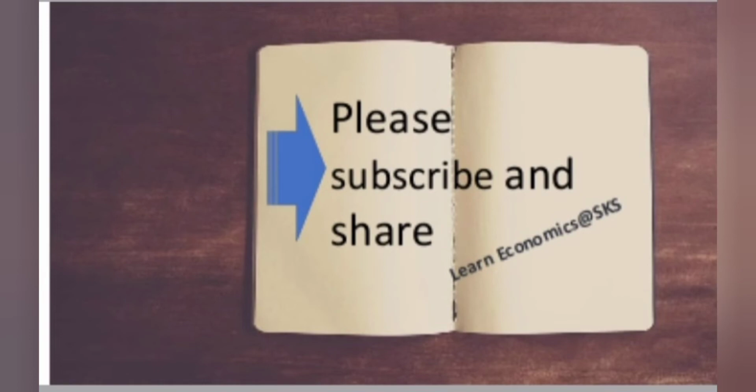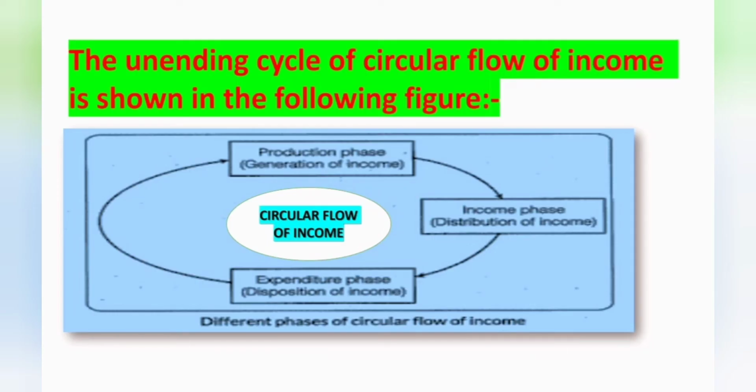There are three different phases in the circular flow of national income, that is production, income and expenditure. Production of goods and services is required to meet the unlimited human wants and desires of the society, and it is the combined efforts of four factors of production such as land, labor, capital and enterprise by which the flow of goods and services come into existence.